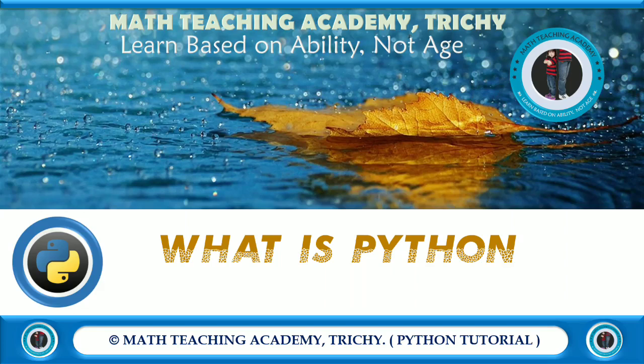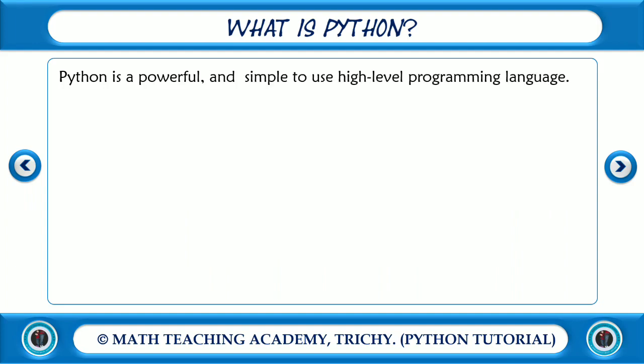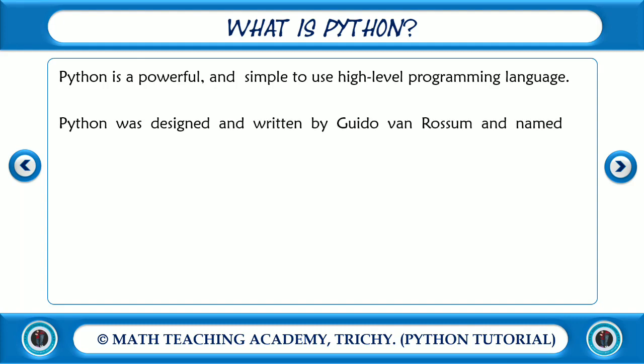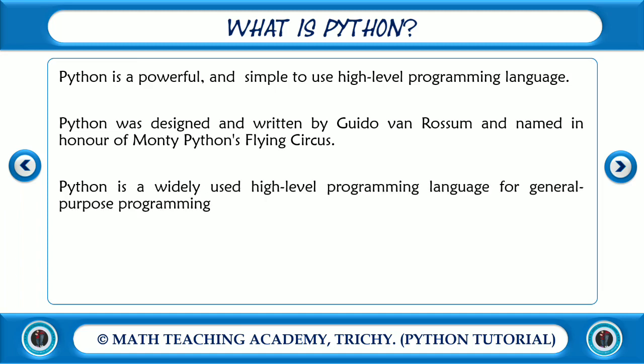Here in this video, today we are going to look at what is Python. What is Python? Python is a powerful and simple to use high-level programming language. Python was designed and written by Guido van Rossum and named in honor of Monty Python's Flying Circus. It is a famous BBC TV serial. Python is a widely used high-level programming language for general-purpose programming, released in the year 1991.